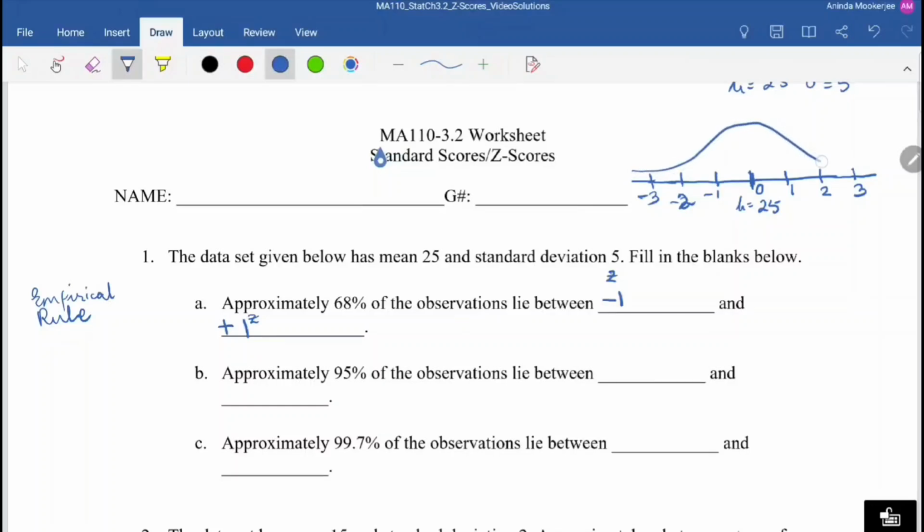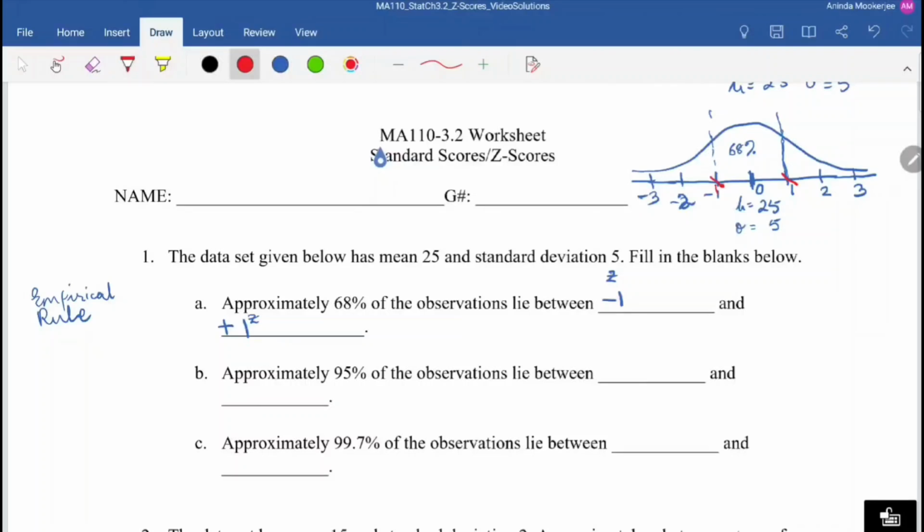And we say that 68% of the observations lie between -1 and +1 according to the empirical rule, 68%. Okay. So if mu equals 25 and the standard deviation equals 5, what would be the values at z equals -1 and z equals +1?